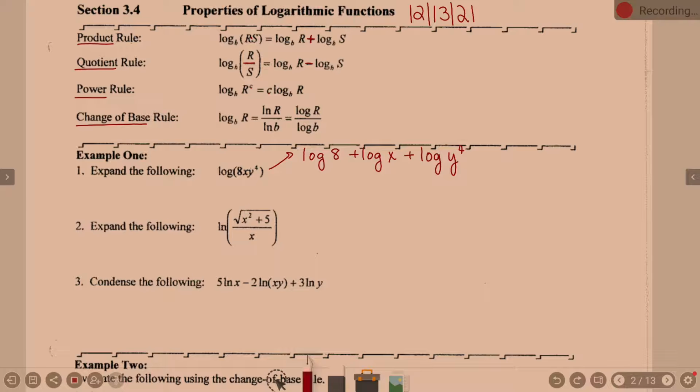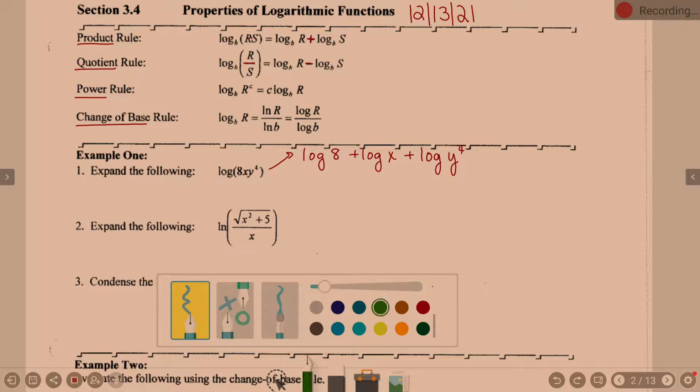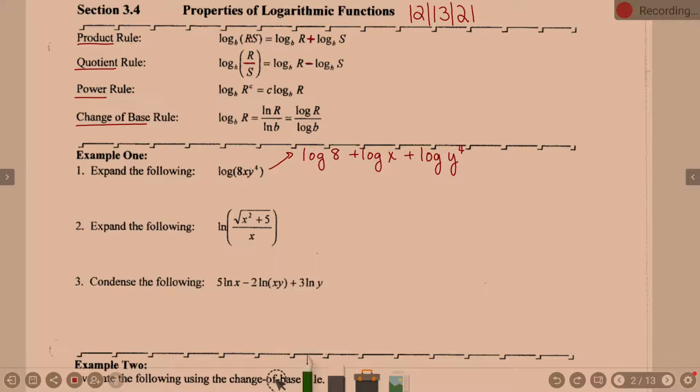Ethan? The power rule. Okay, power rule. I'm assuming you're looking at the power rule here on y to the 4th. Means the power of that y can be rewritten out front as a coefficient. What if I say you might see the book use a power rule someplace else here too? This is correct on this, but would they put the 4 in front of log 8?